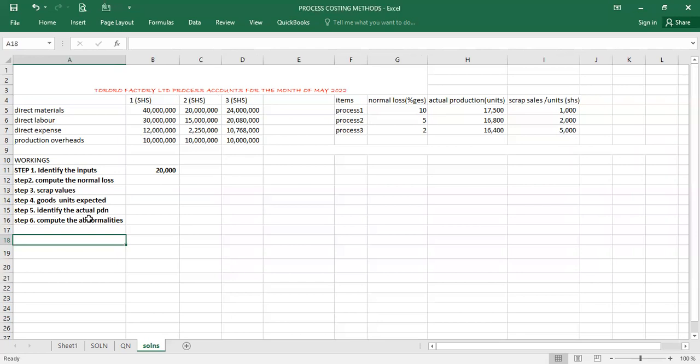So when you have got that, we can get the last step, step number 7, where we are required to compute the cost per unit.